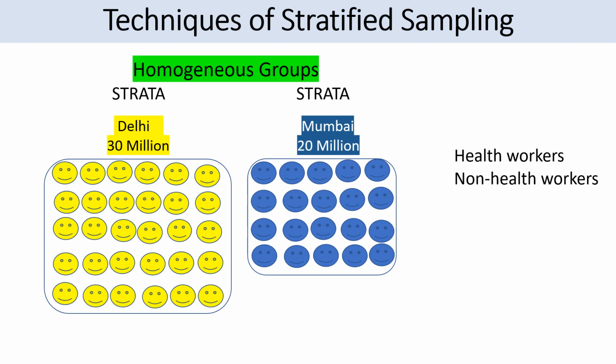But if I want to know the opinion of health worker and non-health worker separately, then I need to further divide these two groups into two subgroups. Delhi, I need to divide into two groups, health workers and non-health workers. Again, Mumbai, I need to divide into two groups, health workers and non-health workers. This way, I'll apply the same technique, same formula, and I will draw my sample separately for health workers belonging to Delhi, non-health workers belonging to Delhi, health workers belonging to Mumbai, and non-health workers belonging to Mumbai.